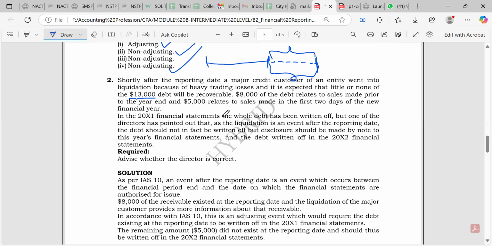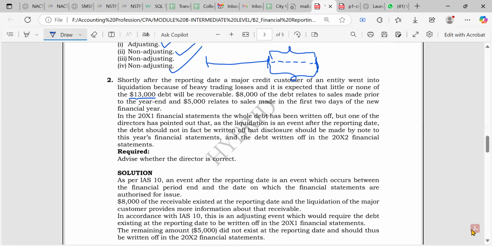So obviously, this 5,000 is just the transaction after the year end. The transaction is not even part of an event of the reporting period. That is obviously something else, right? So we could be forced to say that, okay, this 8,000, which was still there, it seems that it shouldn't have been 8,000, right?